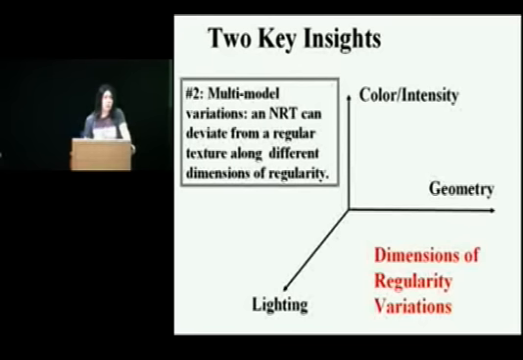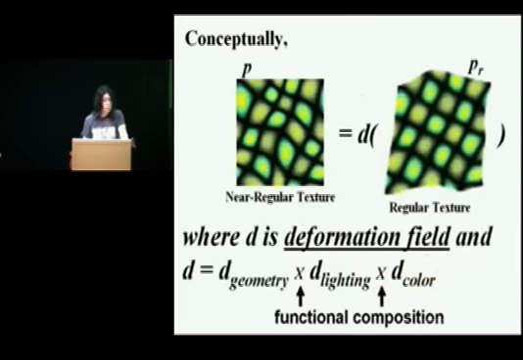And the second thing is that the non-regularity, or the deformation from regularity, is actually happening in all kinds of modalities and dimensions. It can happen geometrically, in the lighting, and in other things. Only three are shown here, but this is definitely not the limit. So conceptually, I don't care what kind of thing in the world, even something far away from regularity, I can still express it as a mapping from something purely regular through what we call a deformation field to whatever it looks like now. In this specific work we did at SIGGRAPH, we decompose this deformation into the lighting, the geometry, as well as the color. So basically this becomes a simple functional composition.